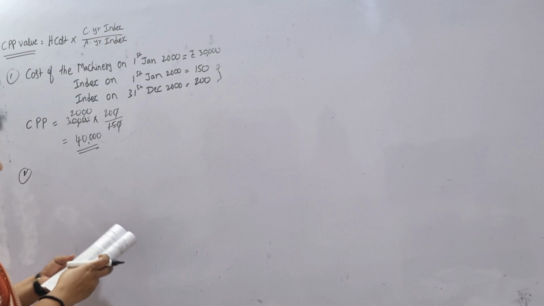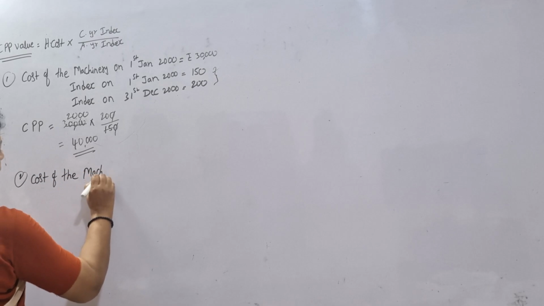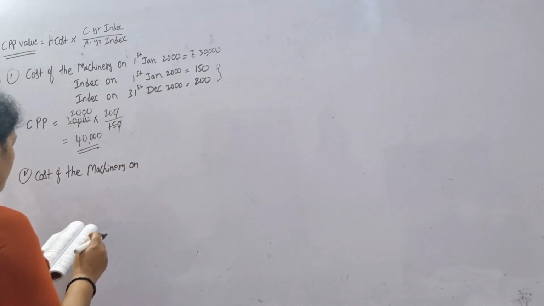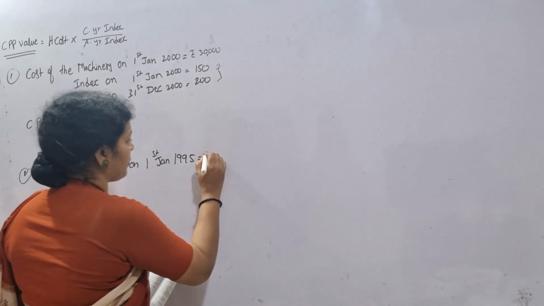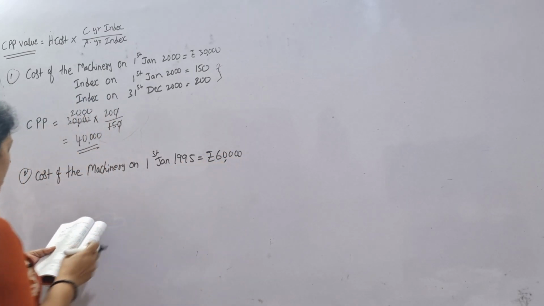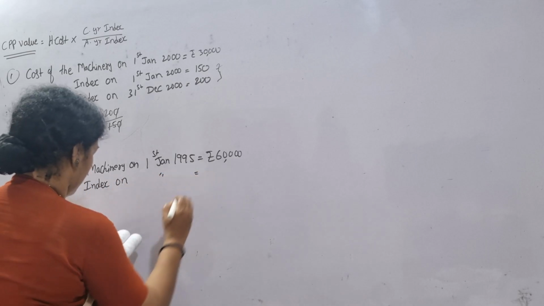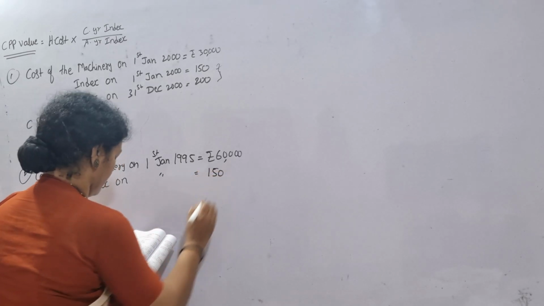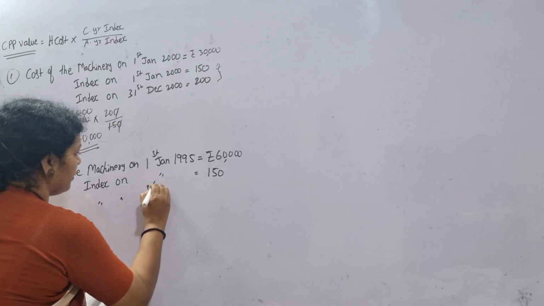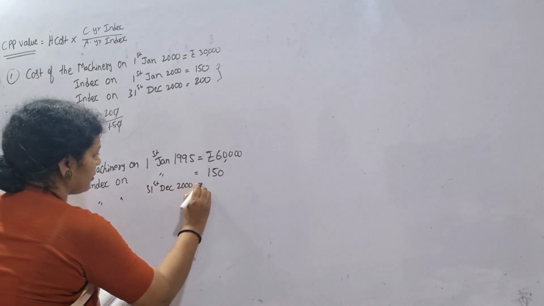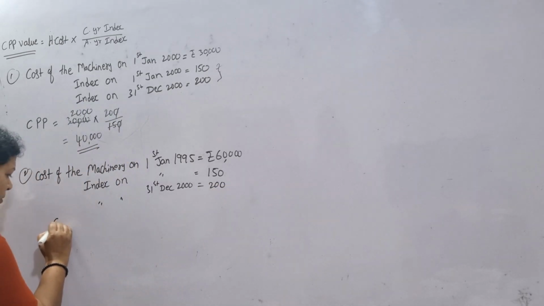Now here we'll first write the cost of the machinery. Cost of the machinery on 1st January 1995 is 60,000 rupees. Now the index on 1st January 1995 was 150. Next, the index on 31st December 2000, after 5 years, increased to 200. So first we'll calculate the CPP value, that means the current value.